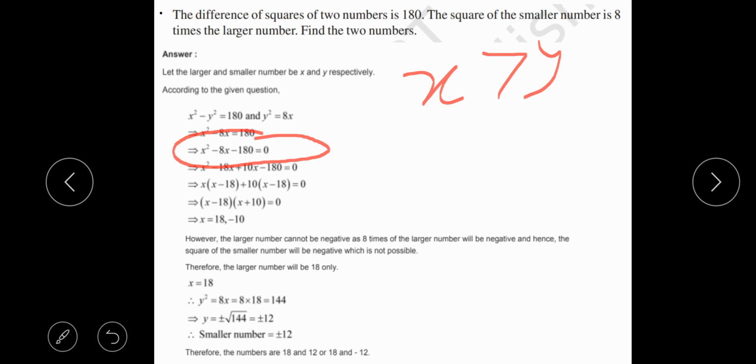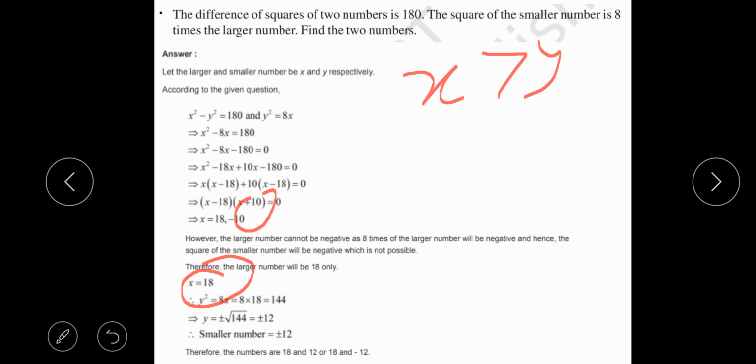Now you can solve by using any one method: factorization method, quadratic formula, or completing square method. Here we are solving this equation by factorization technique. By using this technique we will get two values, 18 and minus 10. But here the larger number cannot be negative, therefore we have to neglect this one. So we are considering the larger number x equal to 18.